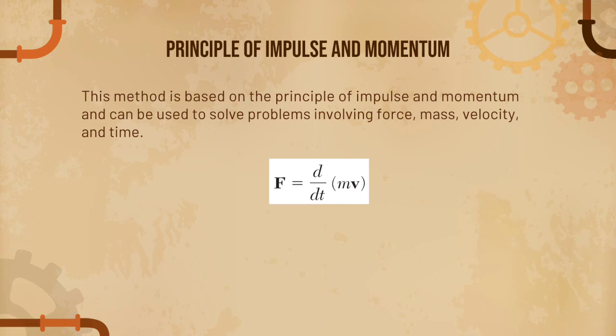involving impact. Consider a particle of mass m acted upon by a force F. Newton's second law can be expressed in the form F is equal to d over dt times m times v, where mv is the linear momentum of the particle.